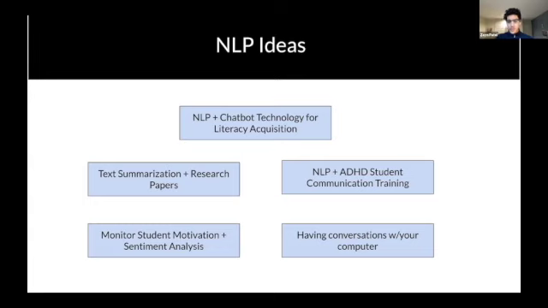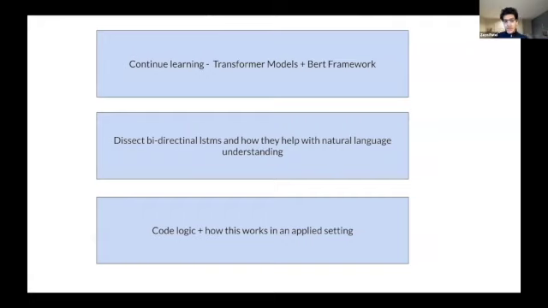These are just some ideas that have been interesting to me. I've been exploring NLP for the past 2 weeks now, really deeply. And these are some of the applications that I'm thinking about as I continue. But the prerequisite to getting more of these ideas that are higher complexity and also higher impact is spending some time learning more about transformer models, the BERT framework, dissecting more about bidirectional LSTMs and really understanding how they help with natural language understanding and then even natural language generation, and then understanding and thinking about the code logic and how this really applies in a more applied setting.